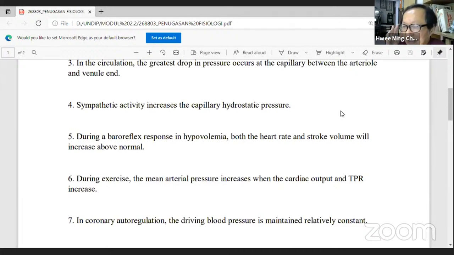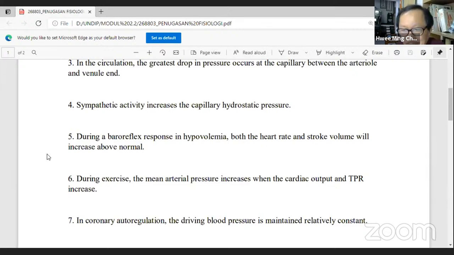Anyway, I just wanted to stress that when you have a compensatory increase in stroke volume, if you already have hypovolemia, obviously you improve the stroke volume, but you may not achieve an above normal stroke volume. But the response of the heart rate is always tachycardia. That one is true.